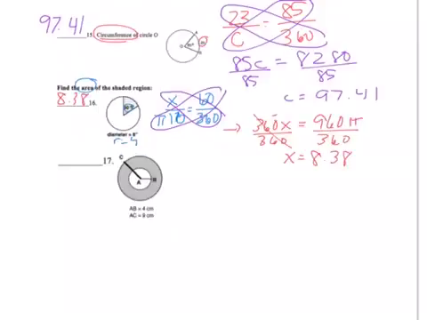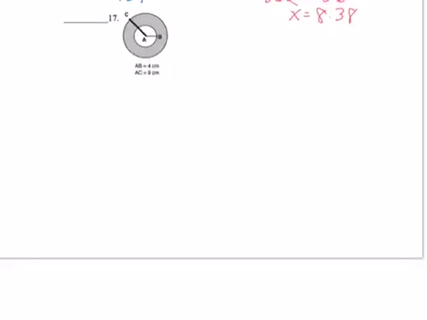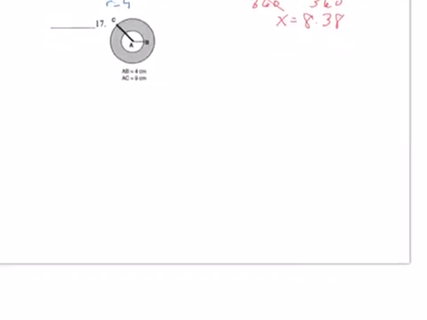Okay, number 17, same idea. I'm going to find the area of the shaded region. And when I did this one, I'm going to move this up so we have a lot of room here. I found the area of the small and the big, and then I had to subtract it out to find the area of just the shaded region. So I'm going to find the area of the big circle first.